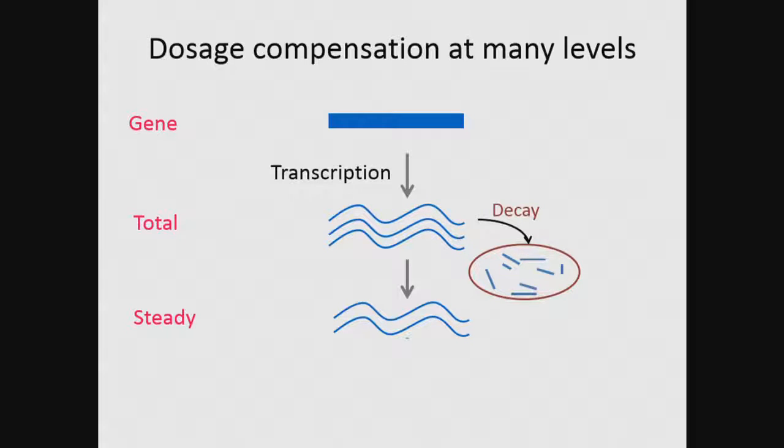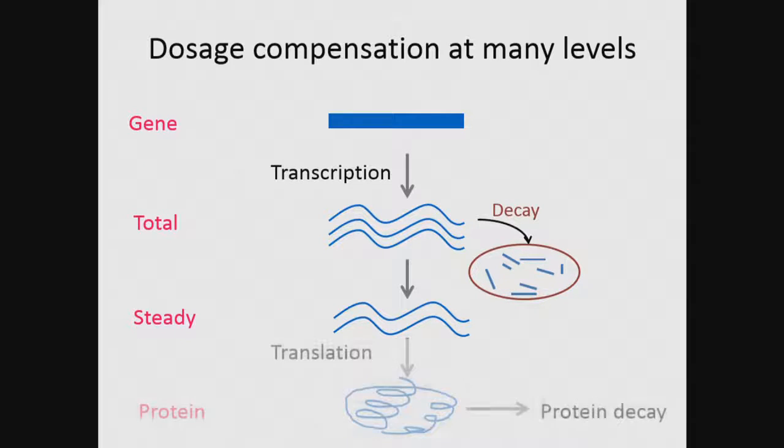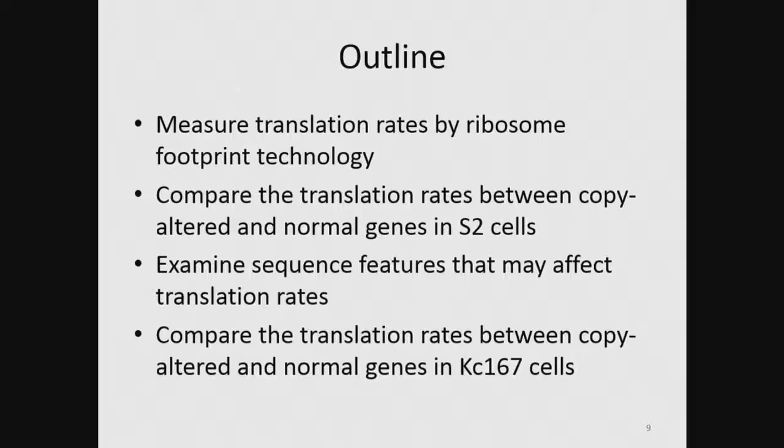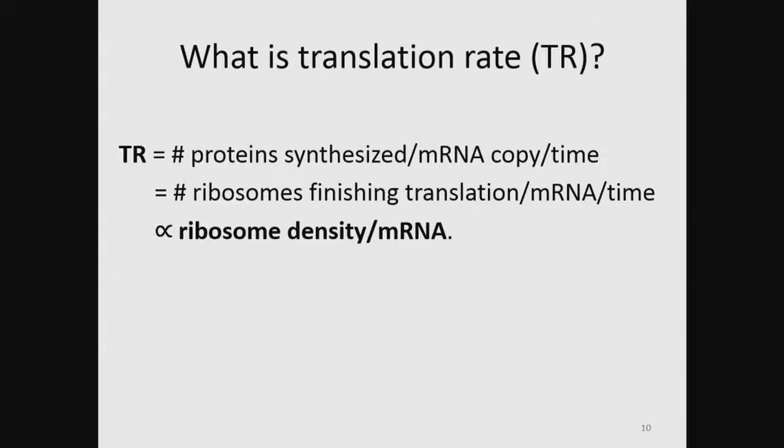Transcription can affect the steady state mRNA level. And further down, we can also study how translation and protein degradation affect gene expression at the protein level. Translation is what I will focus on today. My outline is: I'll give you a brief introduction to how we use genome-wide technology to measure translation, and then study translation rates in the S2 cell line. I'll also give a genome-wide analysis of sequence features which may contribute to the regulation of translation, and finally I'll show some new data in the KC167 cell line, another cell line used very often in Drosophila.